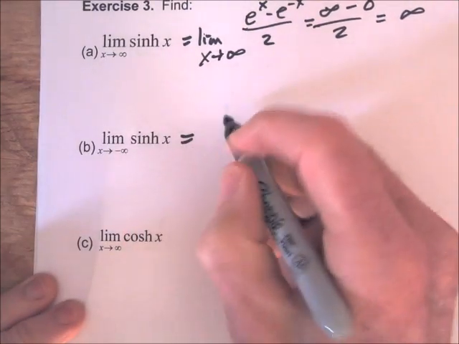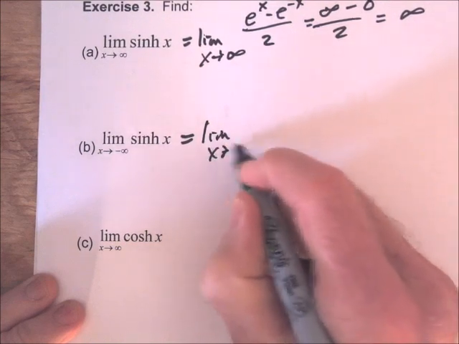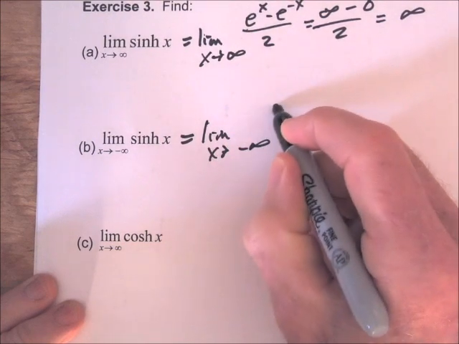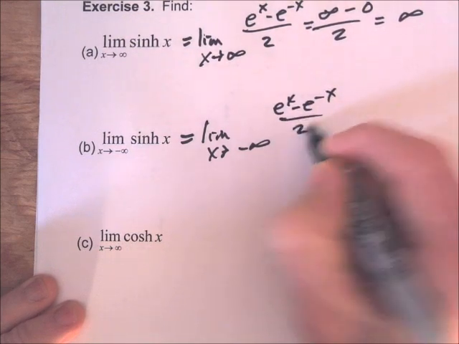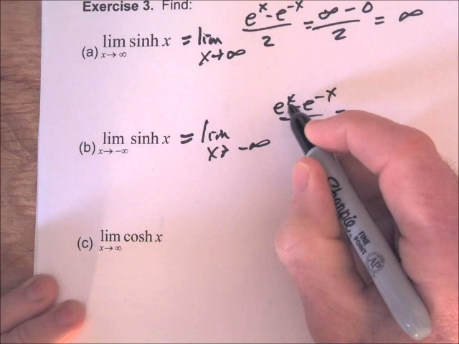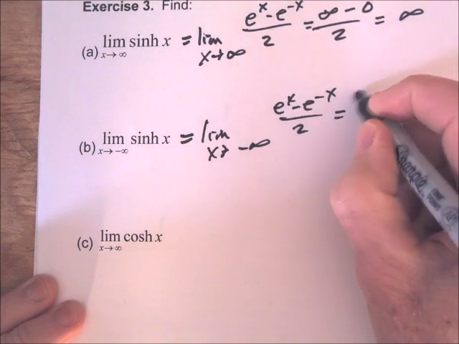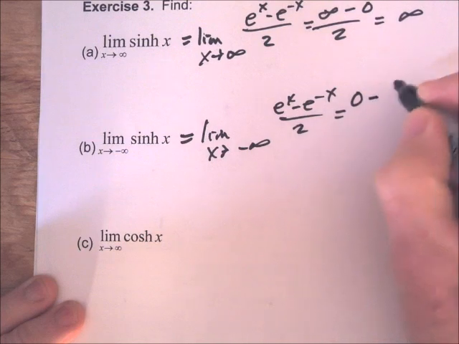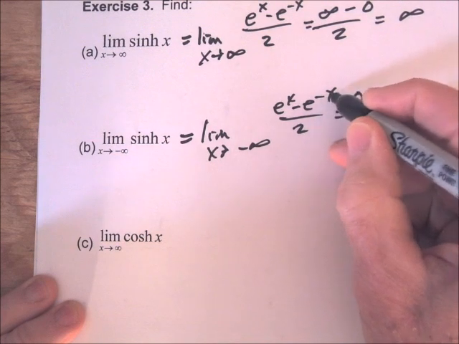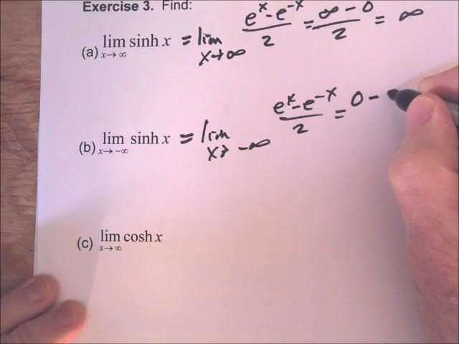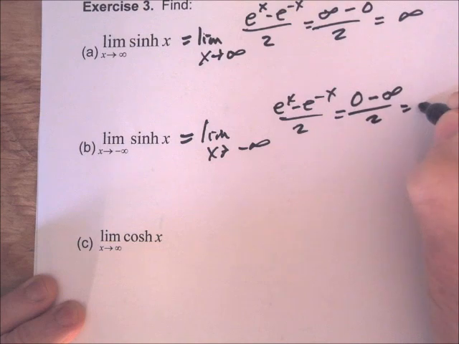Limit as x goes to minus infinity of e to the x minus e to the minus x over 2. If x goes to minus infinity, e to the minus infinity will go to 0, and minus, and then this will be minus the negative infinity, which is e to the infinity, which would be infinity over 2. So this would be negative infinity.